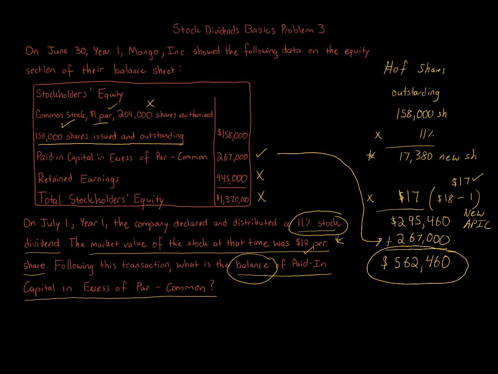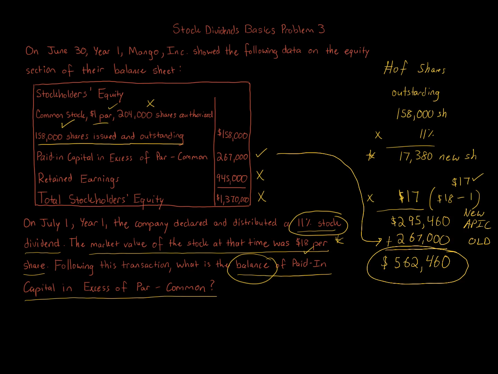So we've just calculated the paid-in capital in excess of par common after the transaction, again, by adding the new additional paid-in capital to the old additional paid-in capital to get the new balance. So really, when you're going through these stock dividend questions, focus on what the stockholders' equity balance is before and after, which is equal. Focus on the common stock balance, which in this question is just 17,380 added to $158,000, old balance plus new, and then the additional paid-in capital in excess of par common. Now, retained earnings is going to reduce by the $18 price times 17,380. So that number is going to be over $300,000, and that's what retained earnings is going to reduce by.